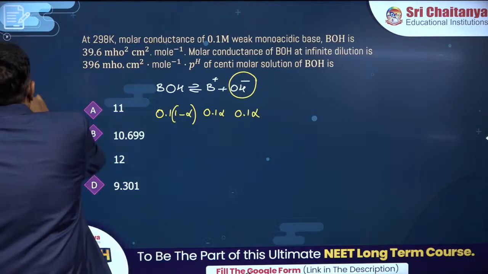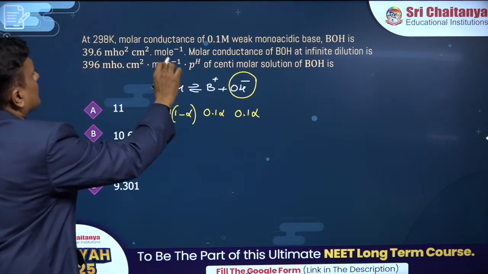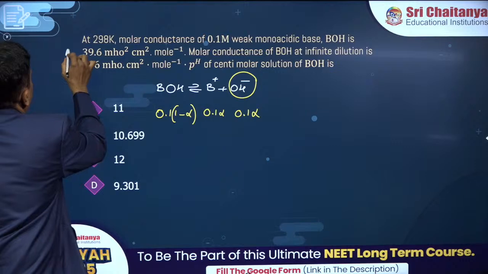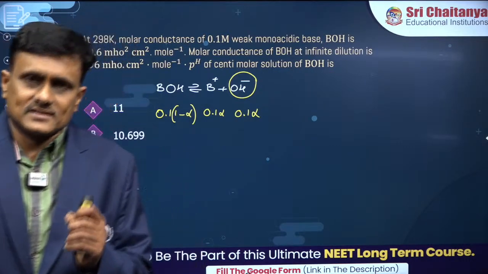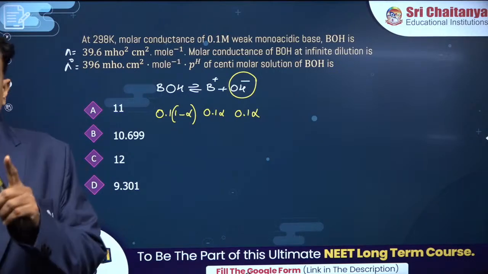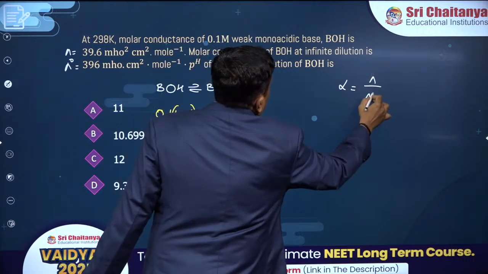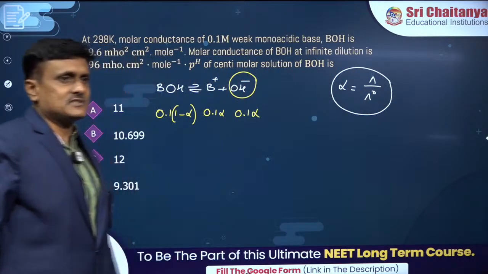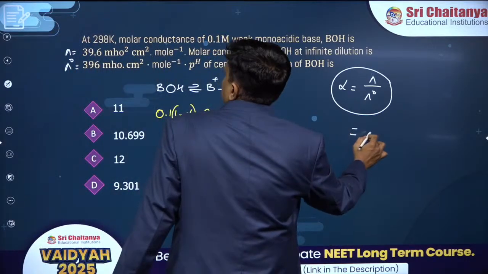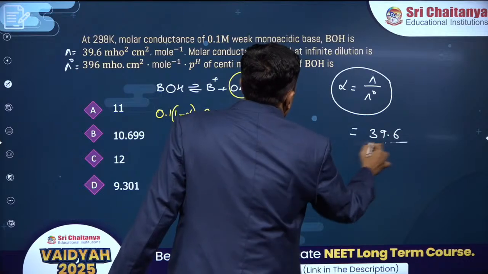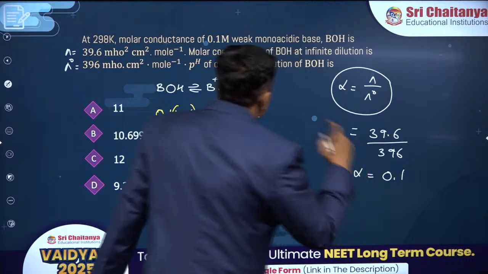Now, listen to me. What data is given to us, please check. Molar conductance is given, that is lambda, and at infinite dilution it is given as lambda naught. We have one very important relationship for lambda and lambda naught through alpha. We know alpha equals lambda upon lambda naught. Very important expression. Please make a note if you are studying for the first time. Lambda is how much? 39.6. Lambda naught is 396 at infinite dilution. So alpha value you got as 0.1.